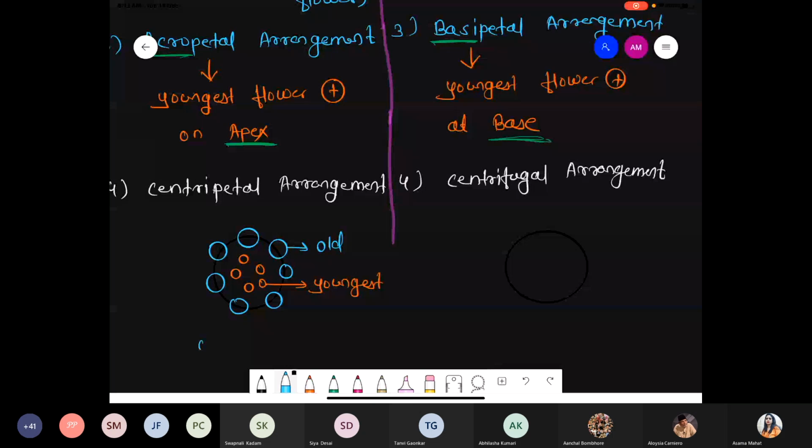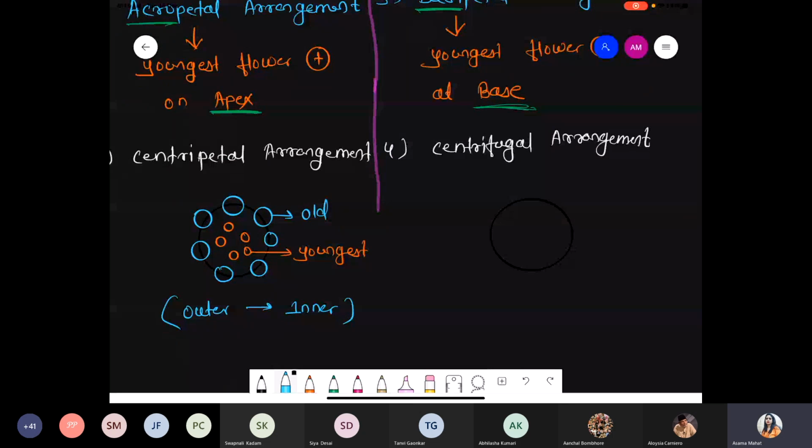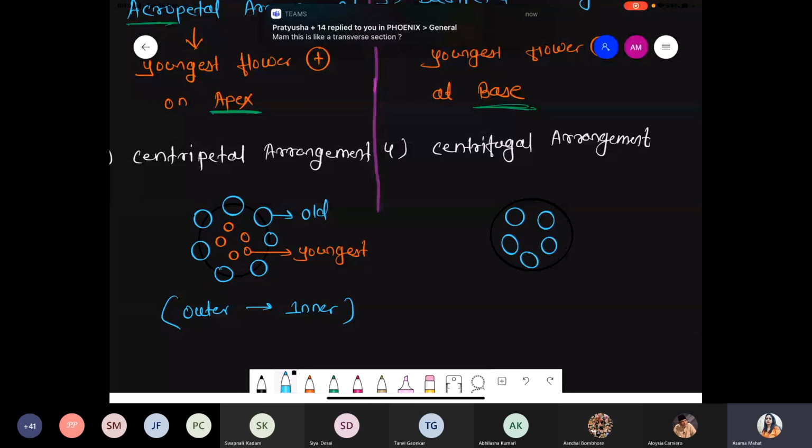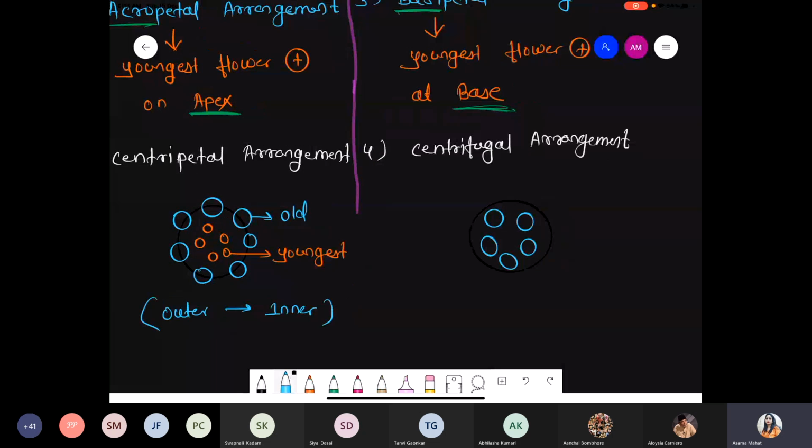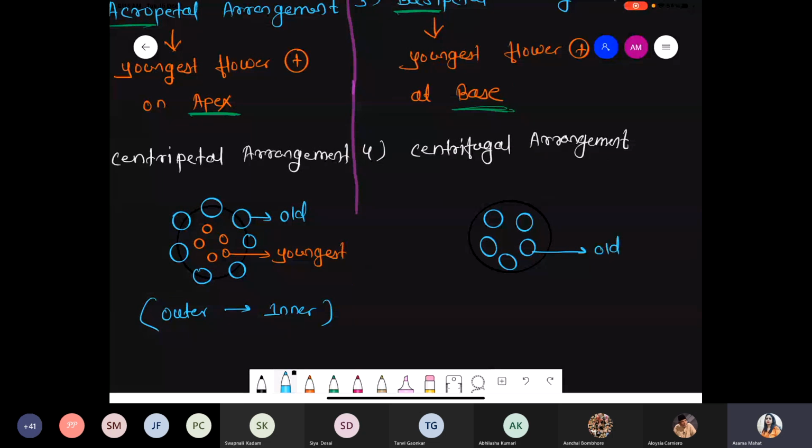From outer to inner development, from outer to inner. Obviously, toward the outer side, mature and old flowers are present, and the youngest flowers are present at the center. But when you compare this with centrifugal, it is the exact reverse scenario. Toward the inner side, mature flowers are present. Yes, these are the transverse sections. So the oldest flowers are present toward the inner side, and towards the outer side, small-sized or youngest flowers are present.